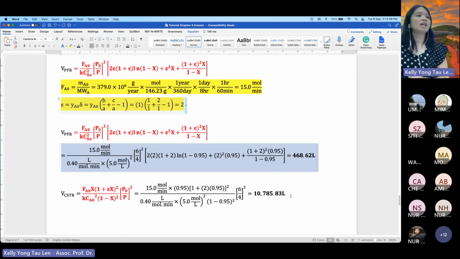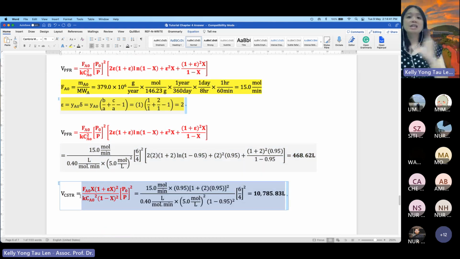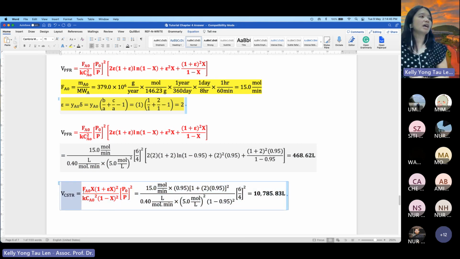Sekarang cari conversion dalam CSTR. So nilai semua boleh digunakan. Nilai yang sama. Just that equation sahaja yang dah berbeza. Sebab equation sekarang nak cari untuk CSTR. So kamu tengok balik notes. Kalau CSTR, kalau sekarang ada pressure drop, apakah equation tu? Again, saya tak provide equation yang ada pressure drop.